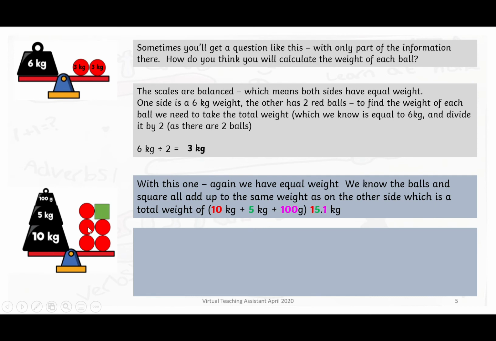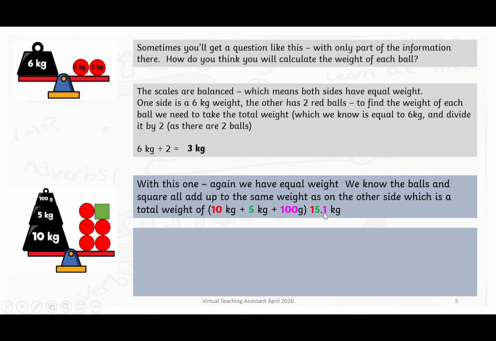With this one, again, we've got equal weight. So we know this weighs the same as this. So we know the balls in the square all add up to the same weight on the other side, which is a total weight of 10 kilograms, add 5 kilograms, add 100 grams. Now what I've done is I've colour-coded it here just to help. So the 10 kilograms is there, 5 kilograms is there, and I've had to do a decimal point now because remember that's only 100 grams.